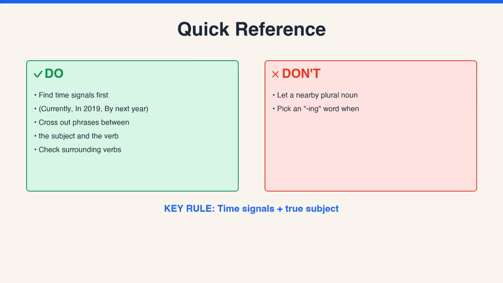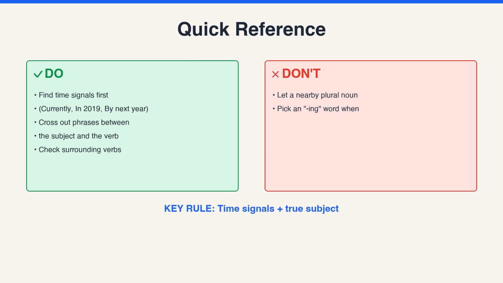SAT grammar quick reference. Do: find time signals first, like currently, in 2019, by next year. Do: cross out phrases between the subject and the verb. Check surrounding verbs for tense consistency. Don't let a nearby plural noun trick you into a plural verb. Don't pick a non-finite word when the sentence needs a real verb. Key rule: time signals plus true subject equals correct answer every time.